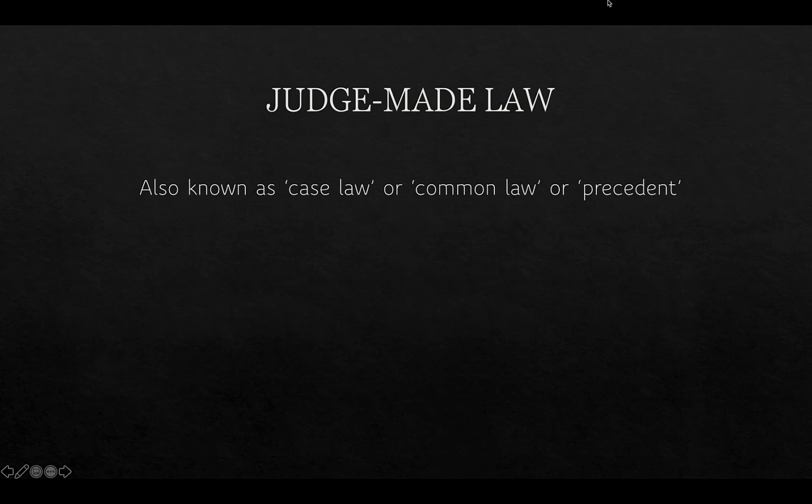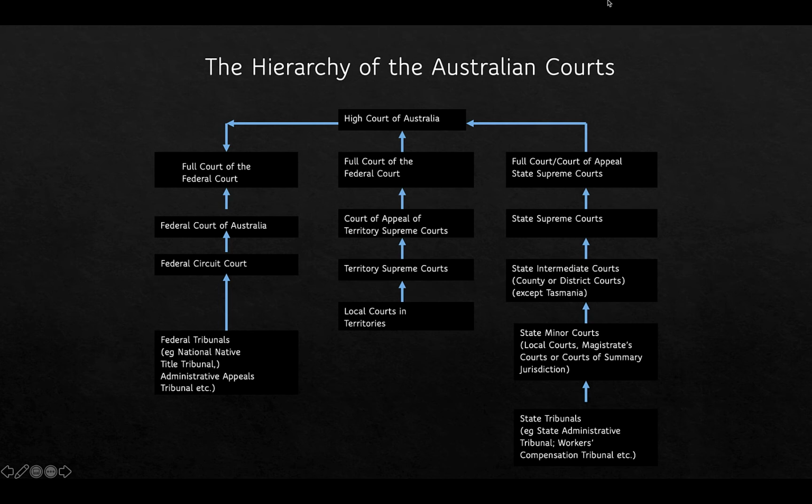Judge-made law is also known as case law or common law or precedent. Australia inherited the judicial system and in fact most of our parliamentary system from the UK, where common law is also prevalent. Other common law countries include the US. So in Australia there's a whole series of different courts that at the top has the High Court of Australia. At the bottom, there are state tribunals going to state minor courts, state intermediate courts, the county or district courts, then to supreme courts, and then the appeals.